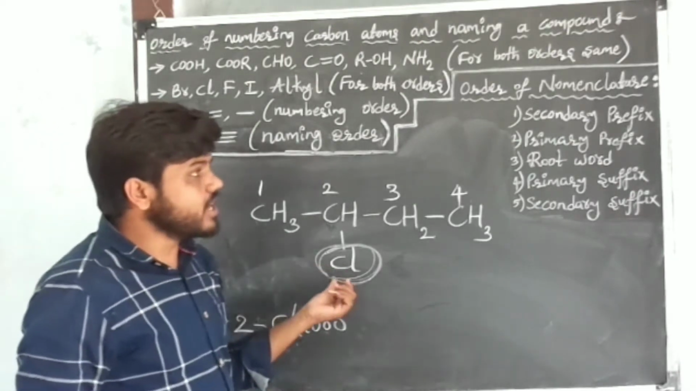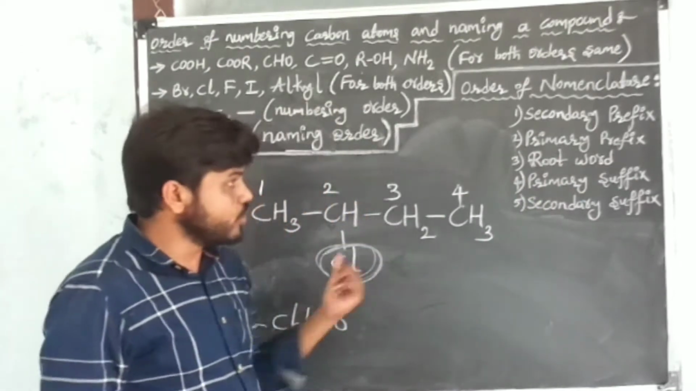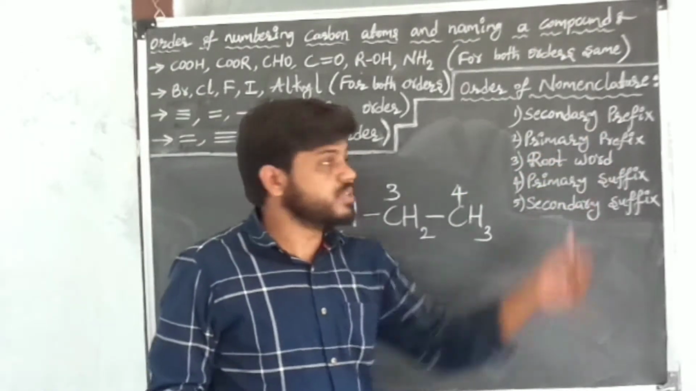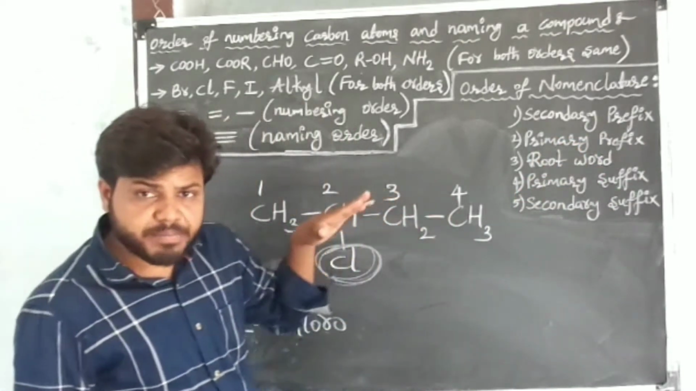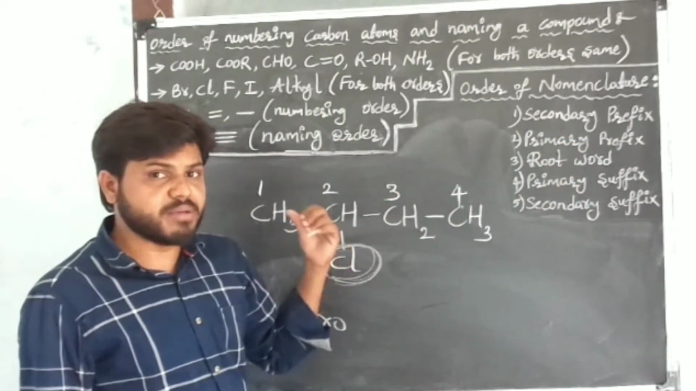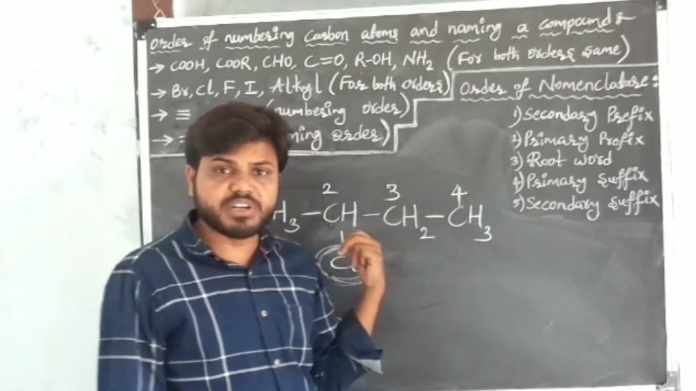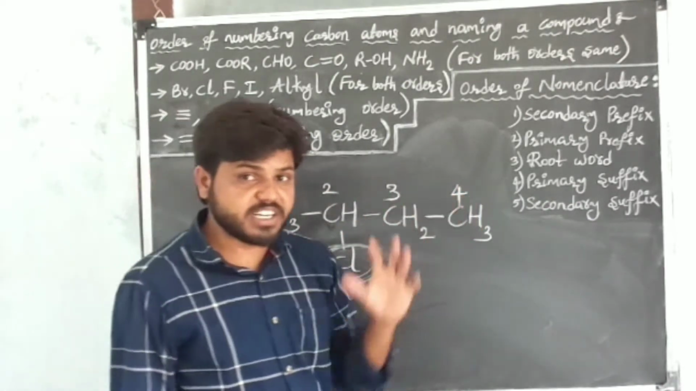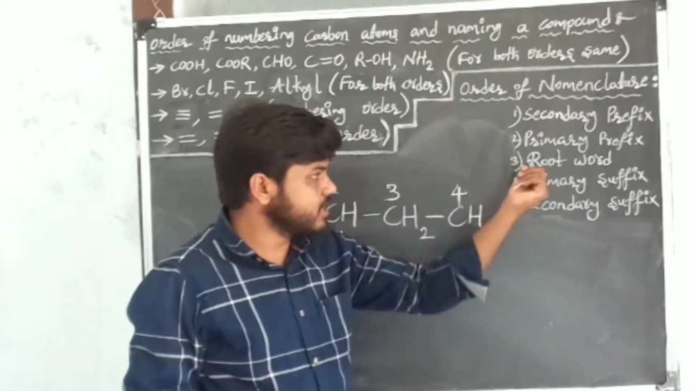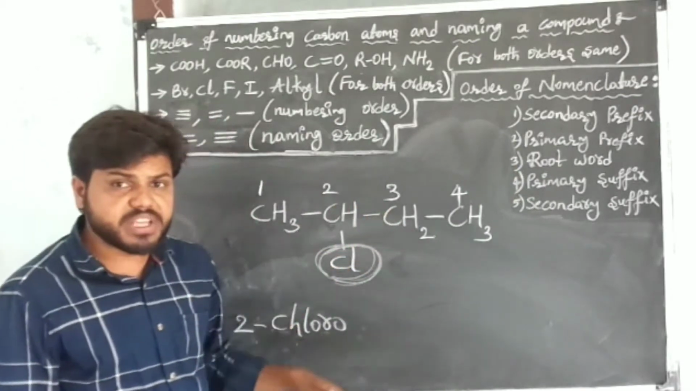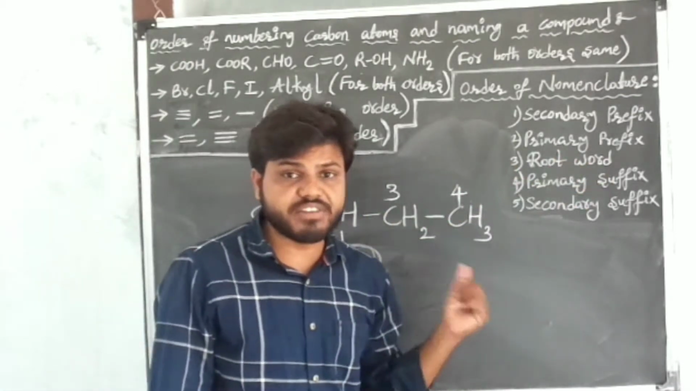After writing chlorine, go to the primary prefix. The second prefix is completed, so go to the primary prefix. The primary prefix here is cyclic. Cyclic is not present in the given carbon compound, then go to the root word. Root word means the number of carbon atoms in the given carbon compound.